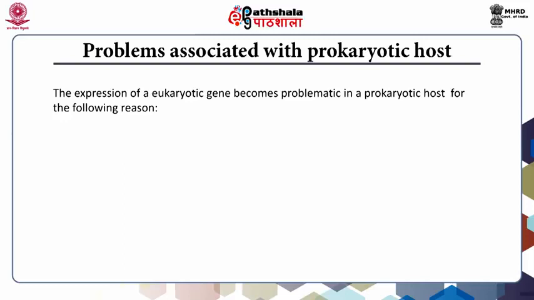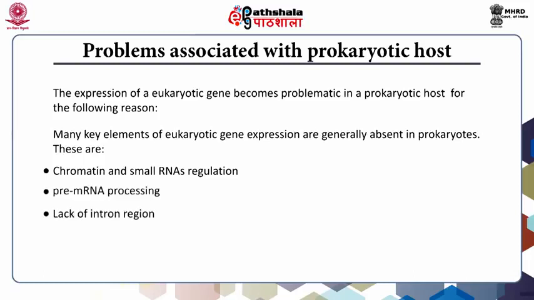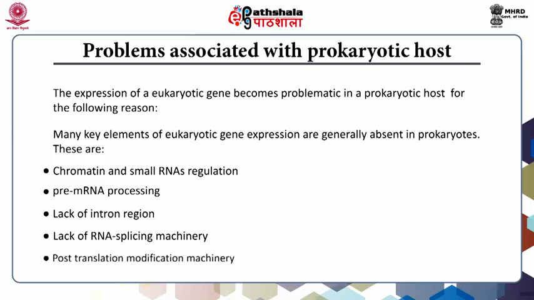Besides the commendable characters of E. coli as a suitable host, the isolation and purification of the product becomes difficult owing to the presence of inclusion bodies in the host cell. Also, the expression of a eukaryotic gene becomes problematic in a prokaryotic host as many key elements of eukaryotic gene expression are generally absent in prokaryotes. These are mainly the chromatin and small RNA regulation, the pre-messenger RNA processing, the lack of intron region, the lack of RNA splicing machinery, and post-translation modification system.